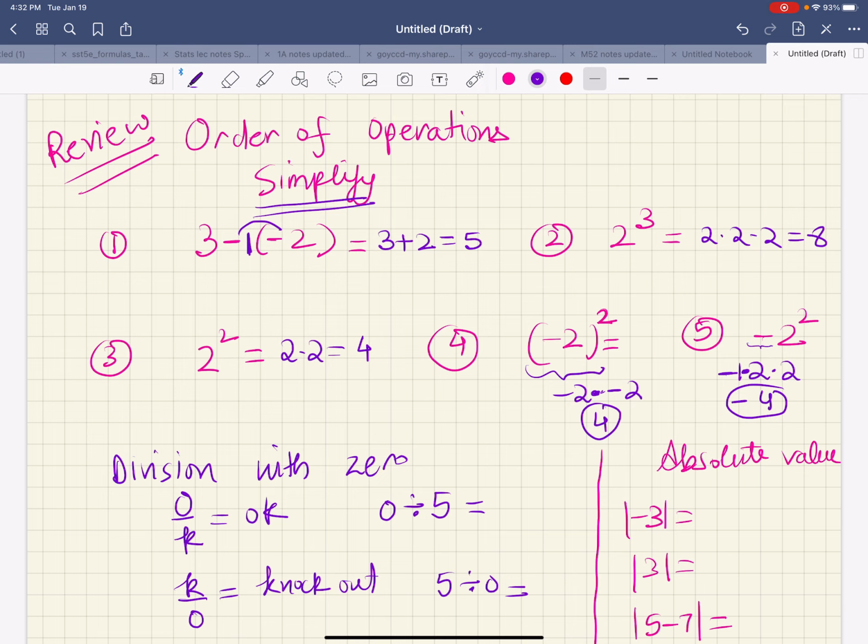This negative is not a part of your base. It is not going to get squared, okay? There's no parentheses around it, so it's not a part of your base and it will not be squared.